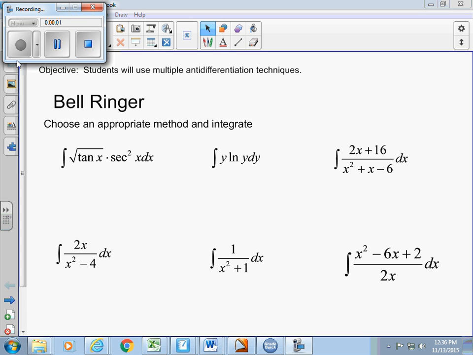Actually work any of them. Before I start any of them, I want to know what's your game plan on each one and why. So, everyone watch. Number one, what's the best game plan? Use substitution. How did you pick that out and know that that was a good plan?